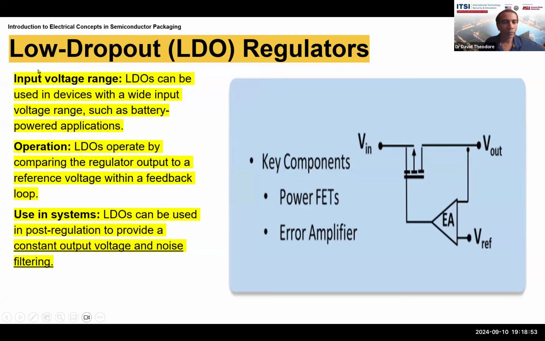So continuing with this, for the input voltage range, LDOs can be used in devices with a wide input voltage range, such as battery-powered applications. The LDO operates by comparing the regulator output, that's this Vout, to a reference voltage, this reference voltage, via a feedback loop. LDOs are typically used in post-regulation to provide a constant output voltage and noise filtering. So if there is a sudden change in the input voltage, this tries to minimize the effect of a change in the input voltage on the output voltage because it's comparing it to a reference voltage.